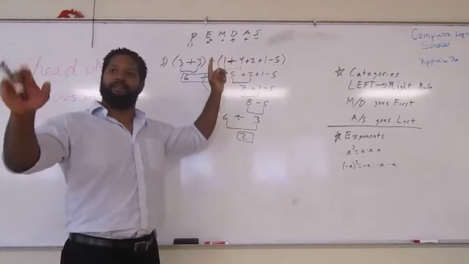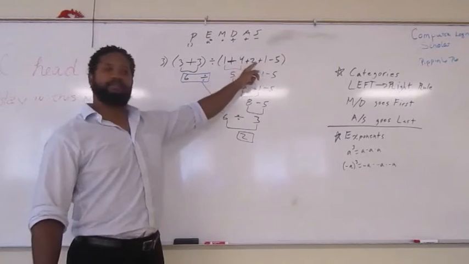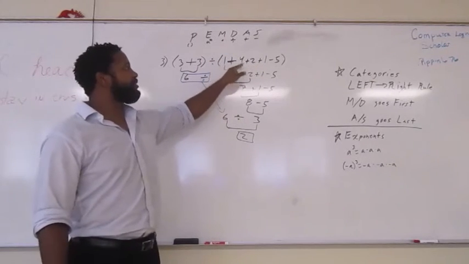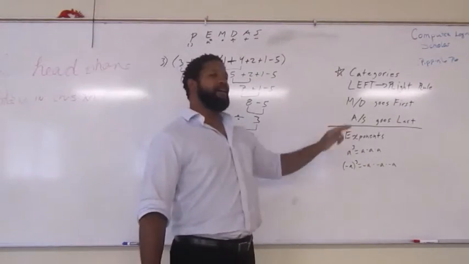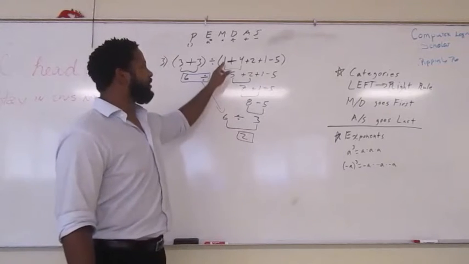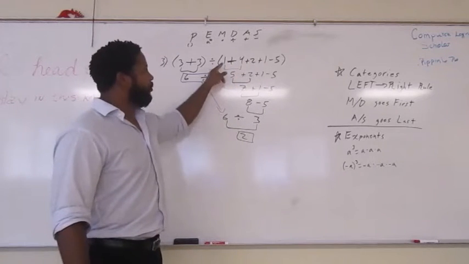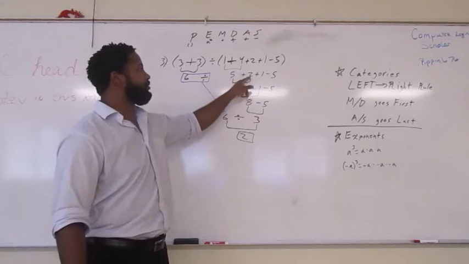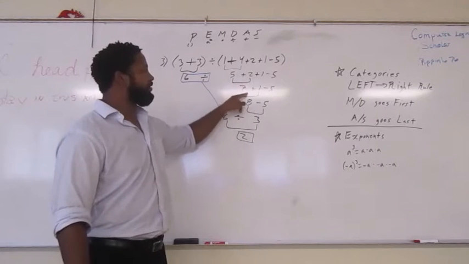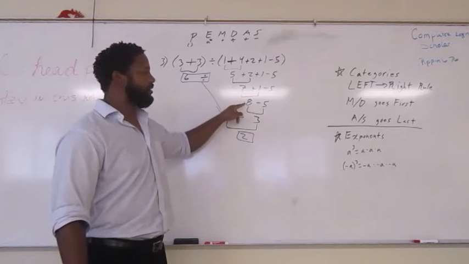Inside the parentheses, hold on, Harmony. Inside the parentheses, we have plus, plus, plus, minus, right? Adding and subtracting, left to right. So we start from the left and go to the right. 1 plus 4 is what, Miss Wagner? 5. 5 plus 2 is what? 7. 7 plus 1, 8.